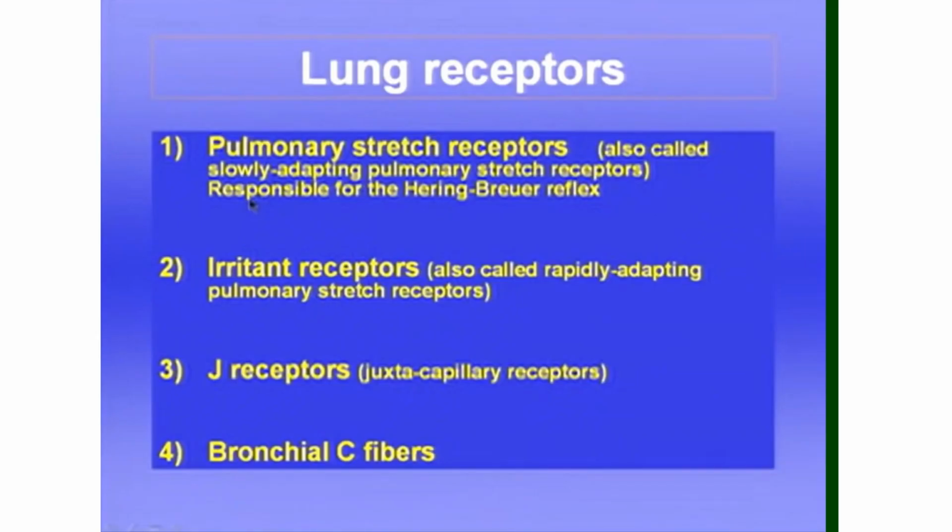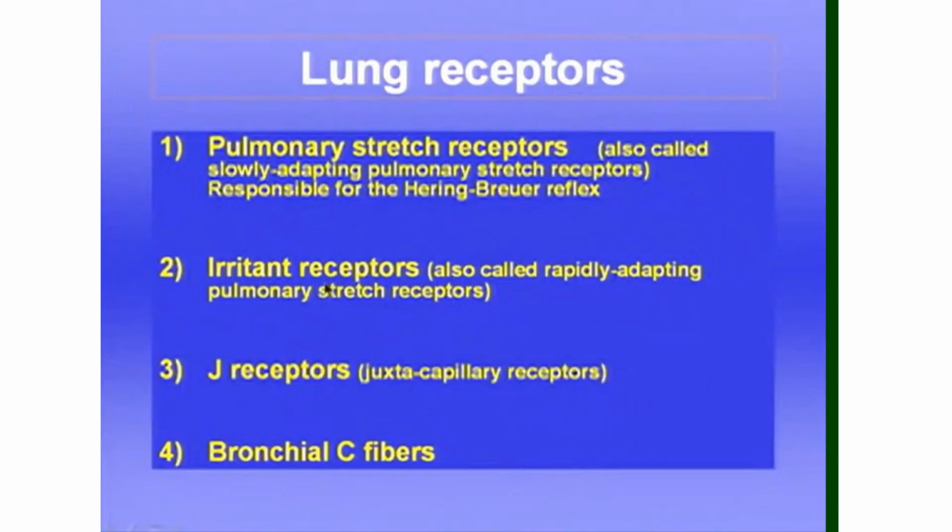In addition to that, there are these irritant receptors, which are sometimes called rapidly adapting stretch receptors. Now, that name is given although these mainly respond to irritants such as inhaled cigarette smoke, smog, toxic gases, cold air. These all stimulate the irritant receptors, which are in the bronchial walls. Some people believe that they also respond to lung stretch as well, and that's why they're given this name.